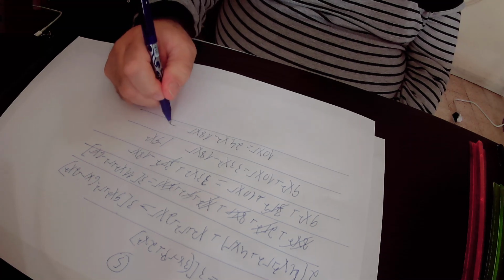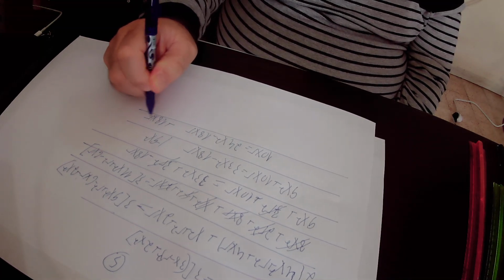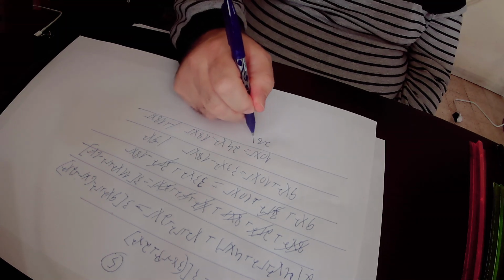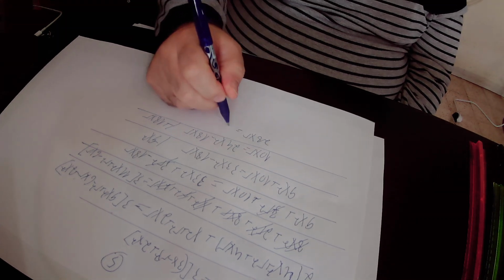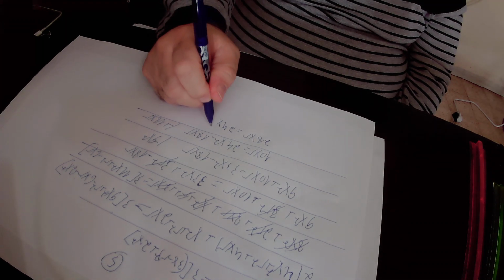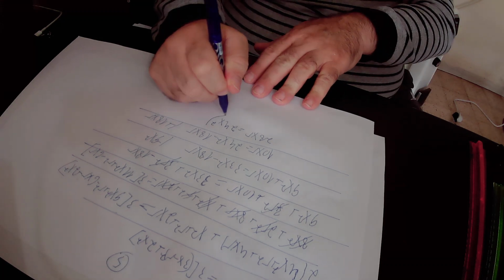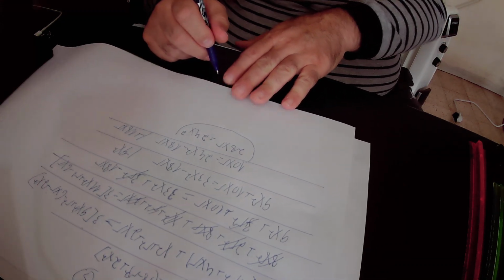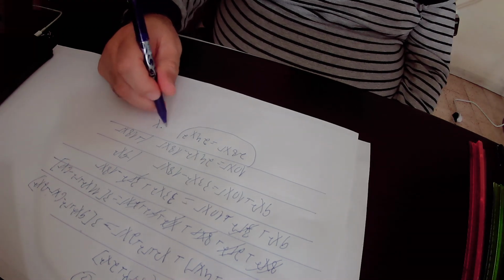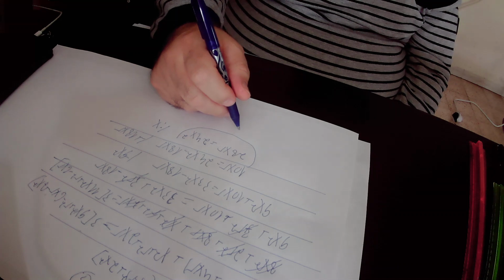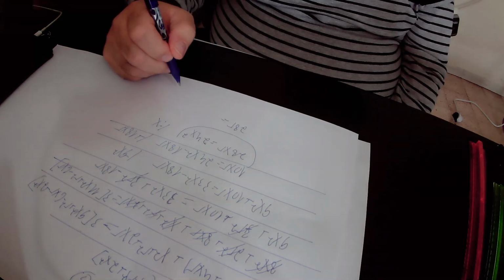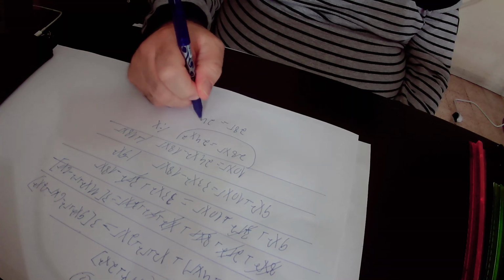Here we will add to this equation 18xr, and we get that 10xr plus 18xr is 28xr equals 24x squared, and 18xr minus 18xr is 0. So in conclusion, we found out that 28xr equals 24x squared. Here we will divide this equation by x, and we get that 28xr over x is 28r. That is equal to 24x squared over x is 24x.